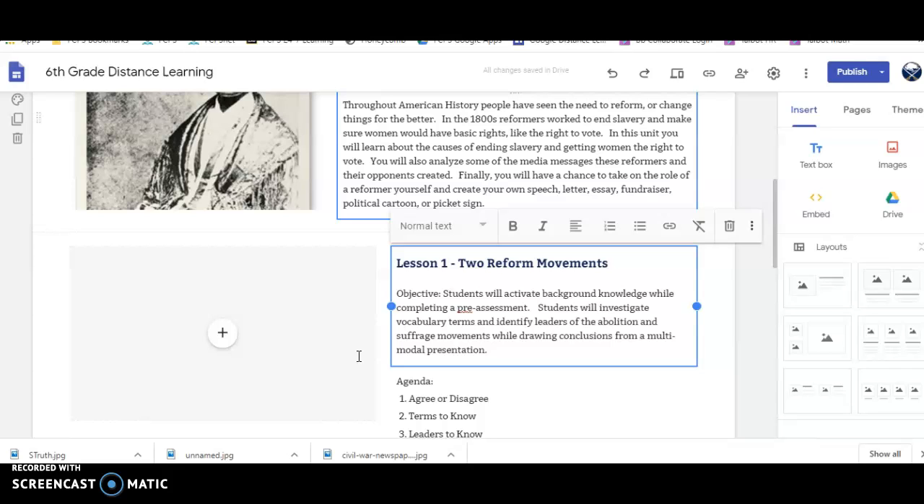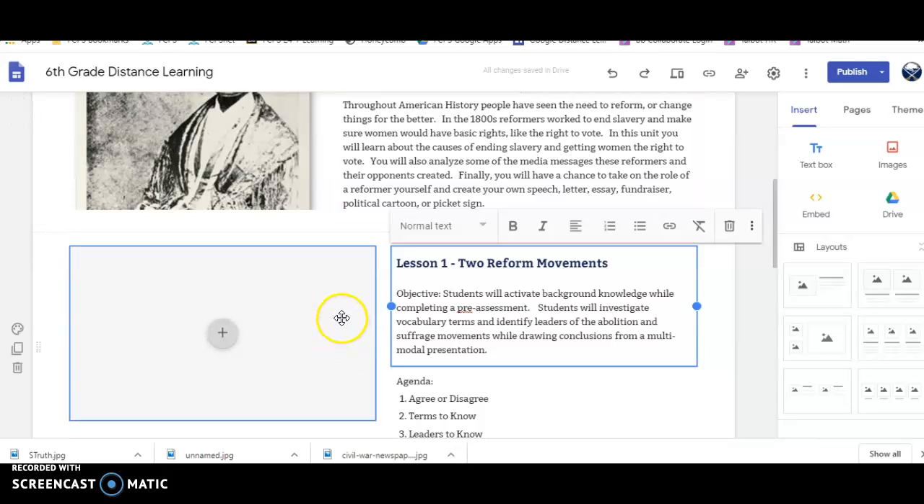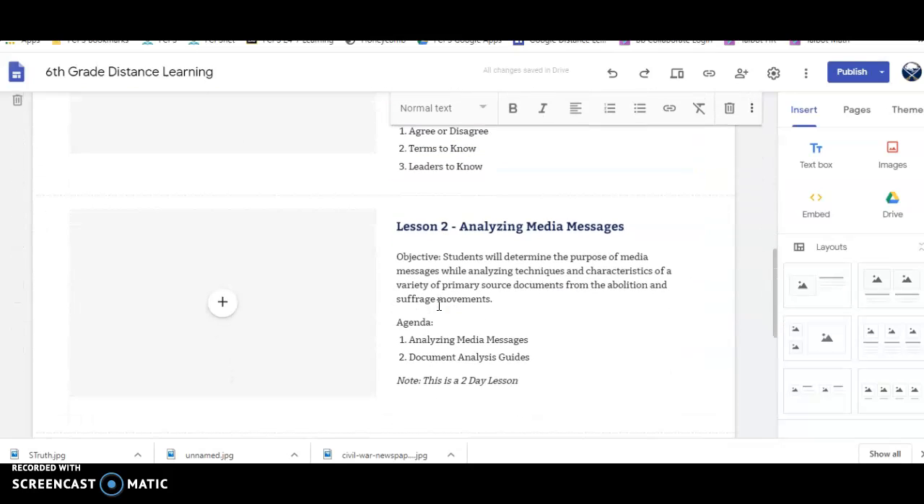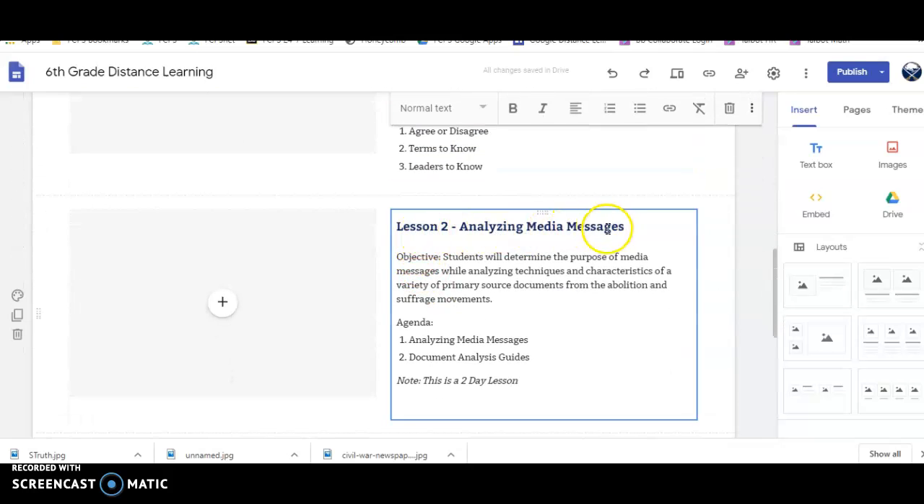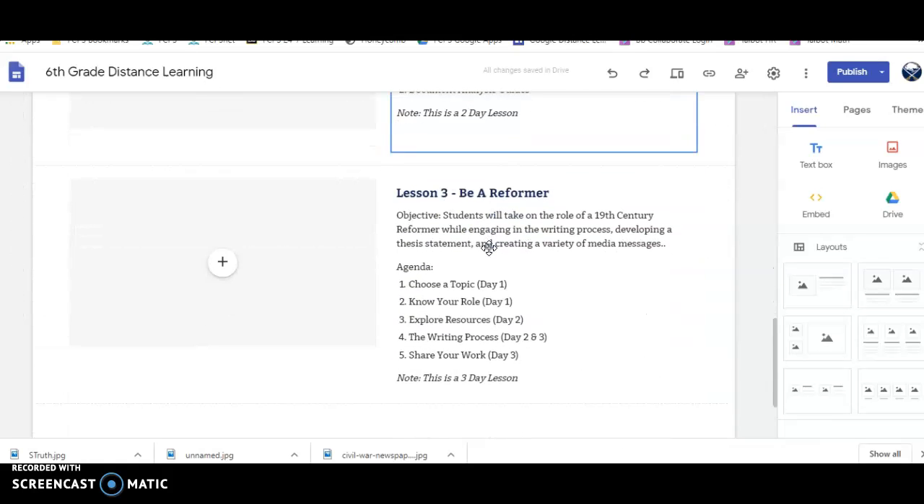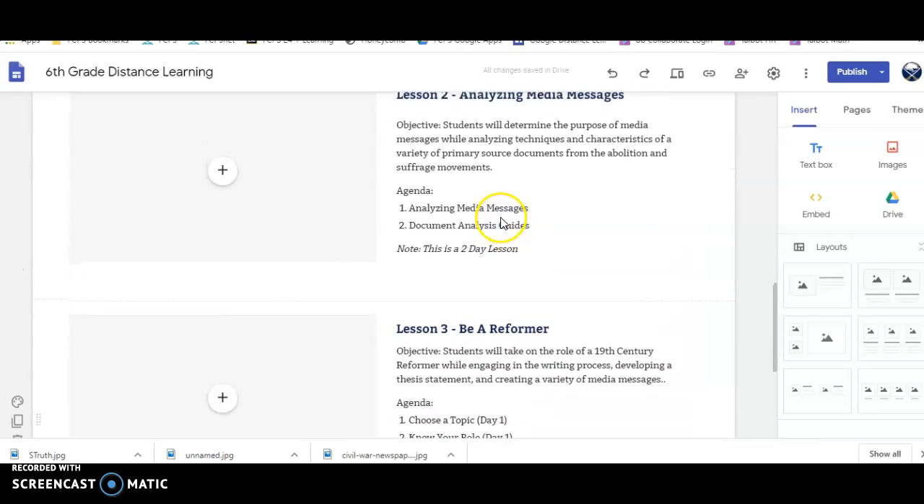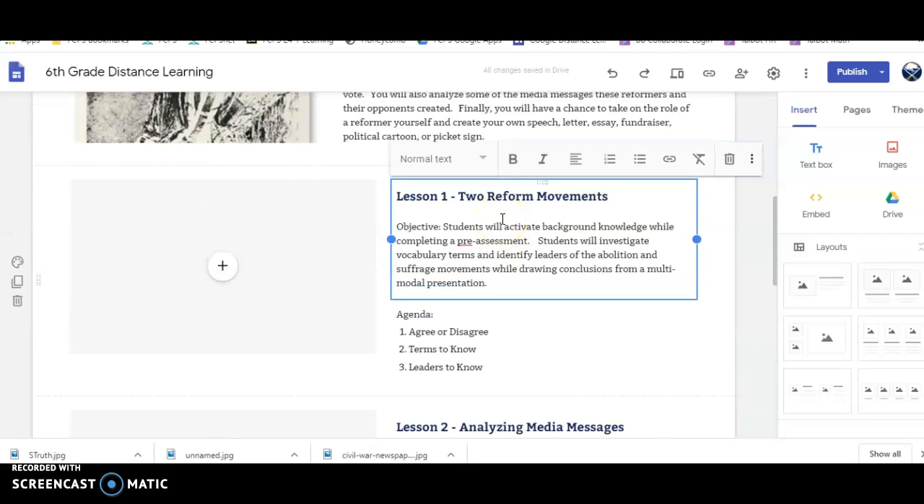The first lesson in this Language Arts and Social Studies unit is to learn about two reform movements. This is the social studies part of the lesson. In the second lesson, you're going to be analyzing media messages. That's a 2 or 3 day lesson. And finally, at the end of this, you're going to take on the role of a reformer from the 19th century, go through the writing process to hopefully create your own propaganda for either the abolition movement or the suffrage movement. So let's take a look at the first lesson in this unit.